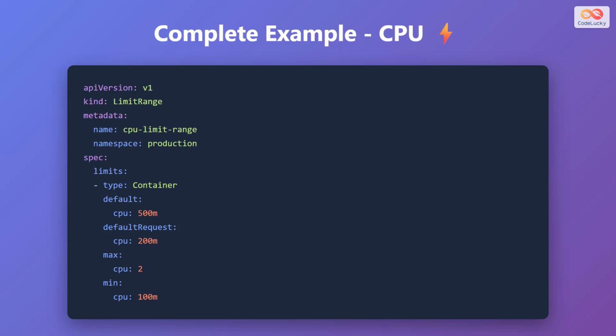Now let's look at a CPU example. This LimitRange named CPU LimitRange is also applied to the production namespace. For containers without CPU specifications, the default limit is set to 500 millicores and the default request is 200 millicores. The maximum CPU any container can request is 2 full cores, while the minimum required is 100 millicores. Remember that millicores are 1,000th of a CPU core, so 500 millicores equals half a core.